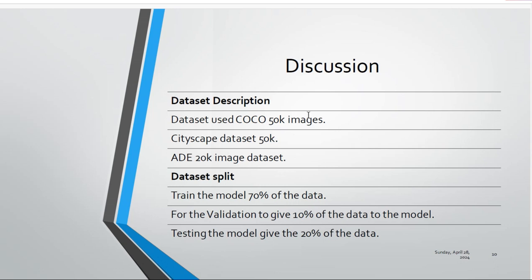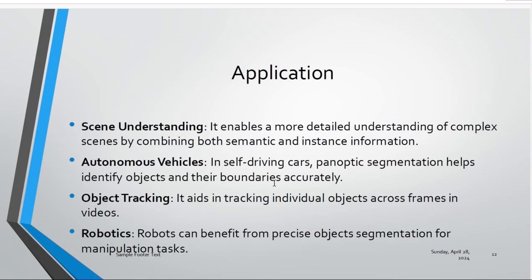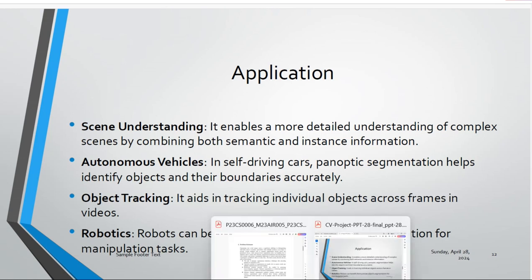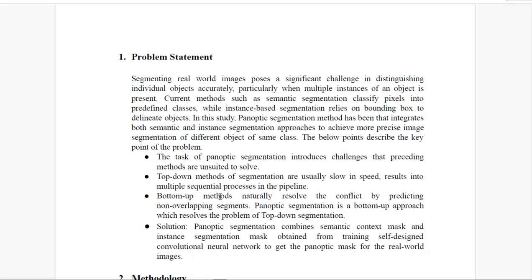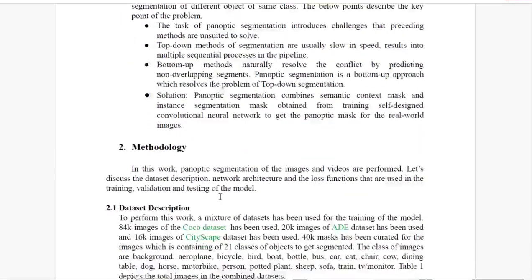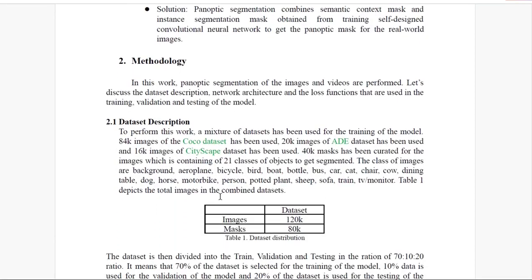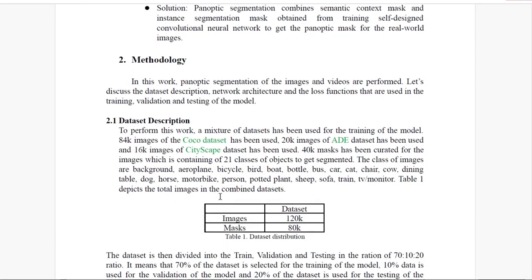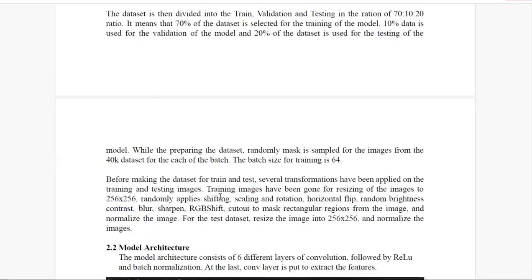Moving to the dataset, we have used the COCO dataset, Cityscapes, and ADE. We have split our dataset into 70% for training, 10% for validation, and 20% for testing. What are the applications of panoptic segmentation? These are object tracking, robotics, and autonomous vehicles. The problem statement I have told you. These are the number of images and the number of masks which we have used in our approach.